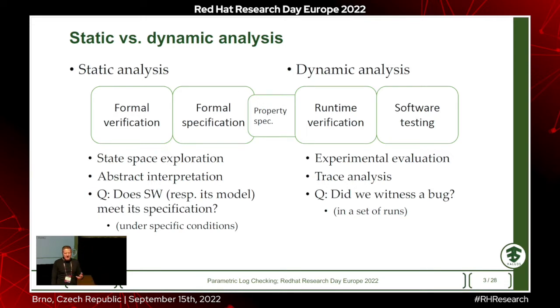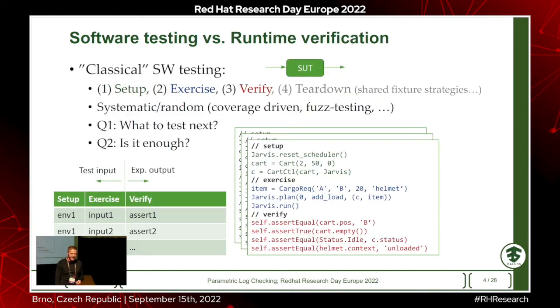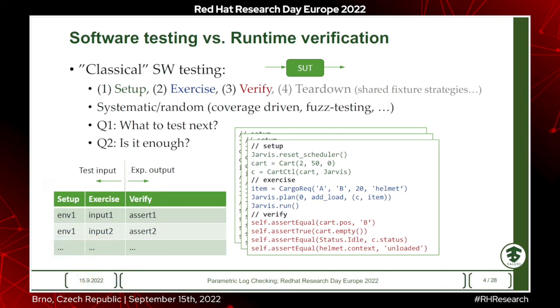So dynamic analysis is based on experimental evaluation. We observe the trace, and we can answer the question, did we witness a bug in a set of different program runs? So all of you know what software testing is, just to be sure. A software test or test case consists of 4 different phases. Set up the environment, exercise with the test inputs the system under test, or software under test, program under test, and so on. Then verify that the output from the SUT is as expected, and sometimes tear down the environment and clear it up.